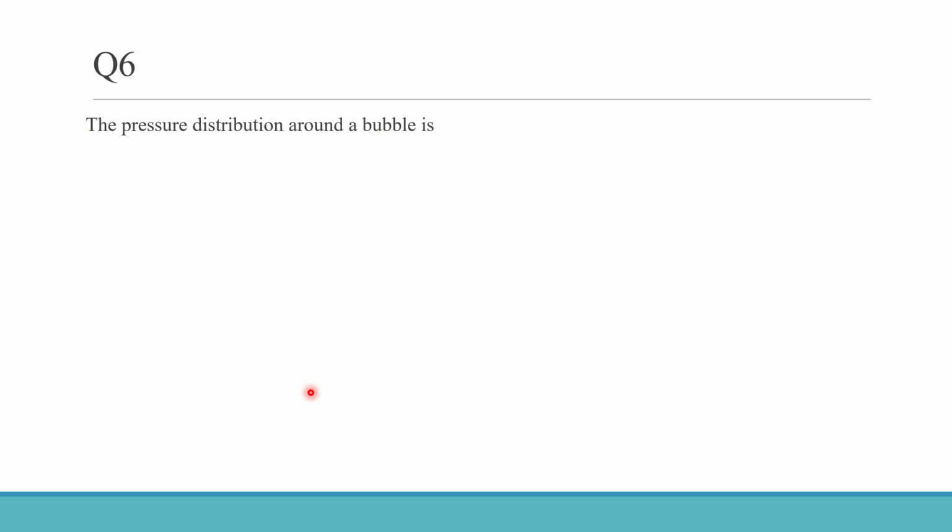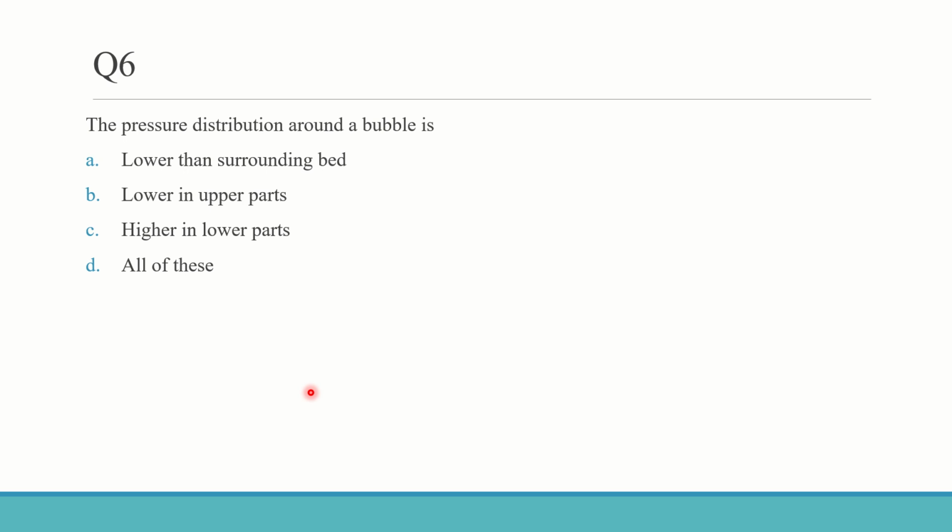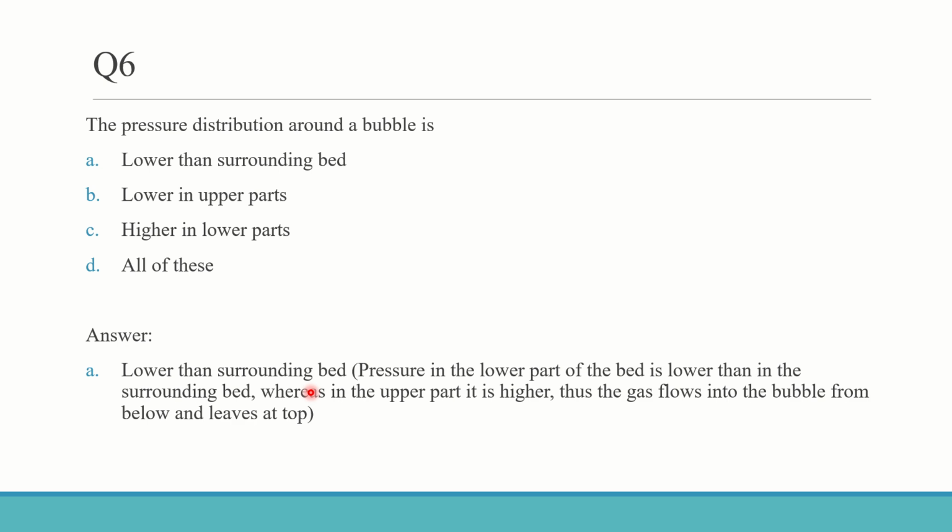So now let us see what options are given and choose the right one accordingly. Option A, lower than the surrounding bed. Option B, lower in upper parts. Option C, higher in lower parts. Option D, all of these. So the pressure inside the bed is lower than the surroundings. Option A is the right answer. Pressure in the lower part of the bed is lower than the surroundings, whereas in the upper part it is higher. Thus the gas flows into the bubble from below and leaves at the top. So that is what I have been saying.